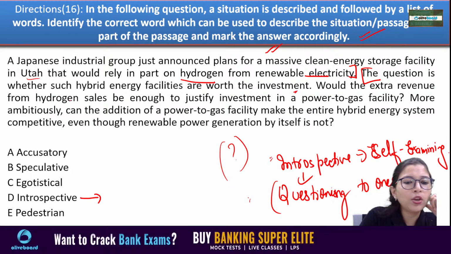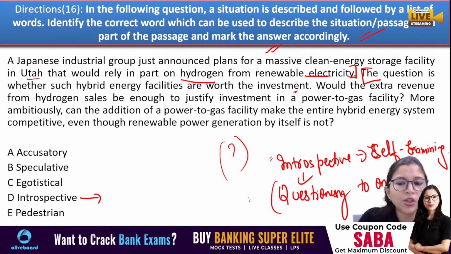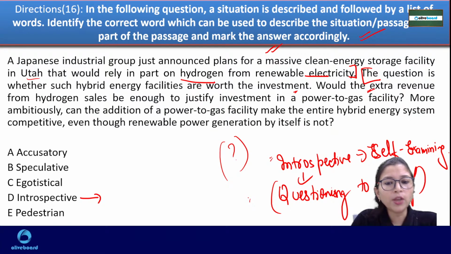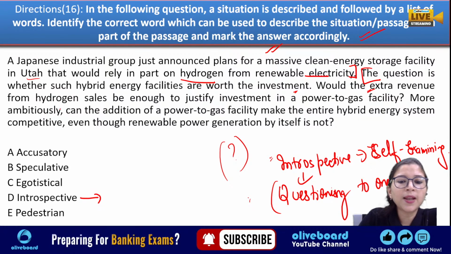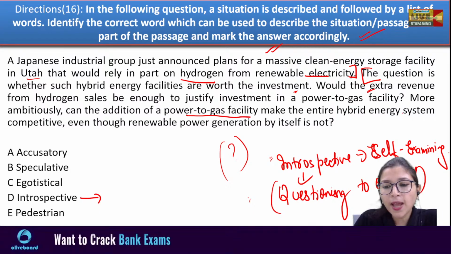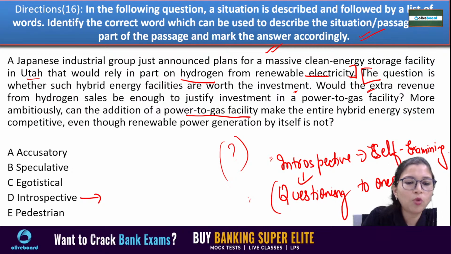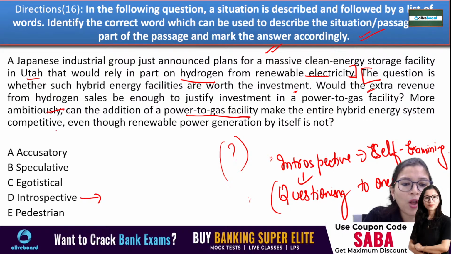Would extra revenue from hydrogen sales be enough to justify investment in a power to gas facility? क्या ये जो रेवेन्यू है इसको जस्टिफाई करेगा इस इन्वेस्टमेंट को? Okay. More ambitiously, can the addition of a power to gas facility make the entire hybrid energy system competitive? Okay. Can all these things happen?